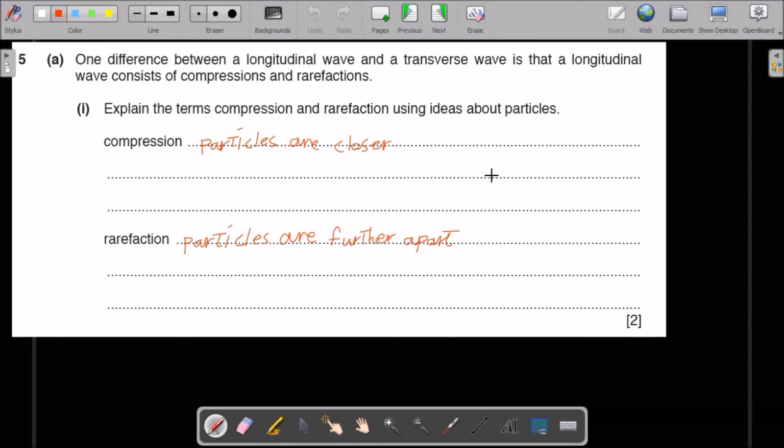And the second part is rarefaction. So for rarefaction, you can write it, particles are further apart. So in rarefactions, particles are further apart. In compression, particles are closer.